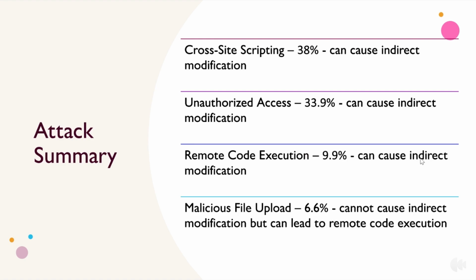is unauthorized access, which is when an unauthorized user manages to gain access to information, developer tools of an AI, or important training data or code of the AI. It can be through a variety of different things. And almost 34% of the vulnerabilities cause this type of attack. And because attackers could possibly gain access to code, training data of the AI, it absolutely can lead to indirect modification. Next up is remote code execution.